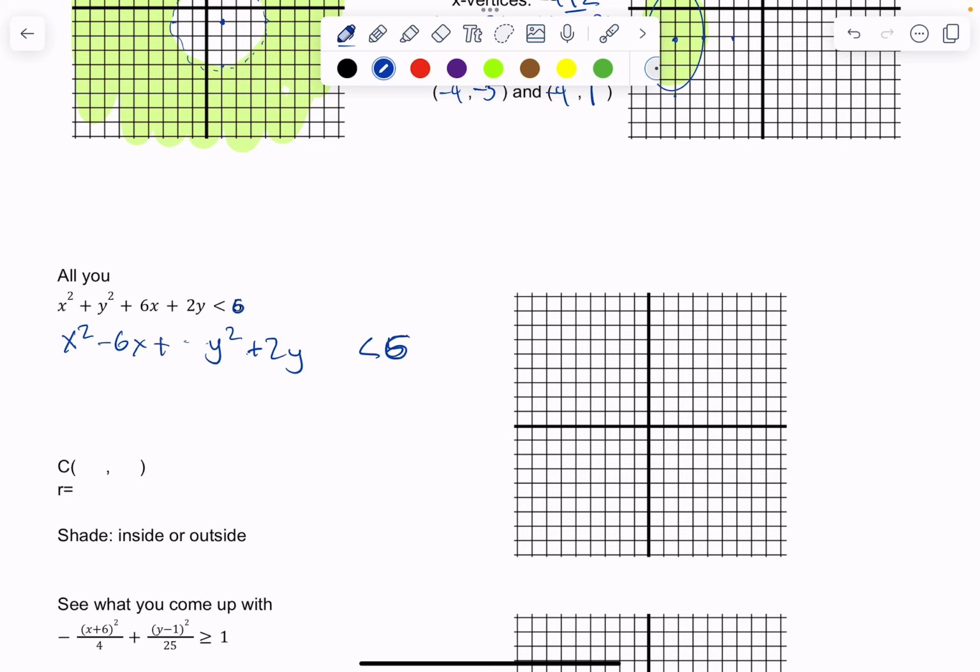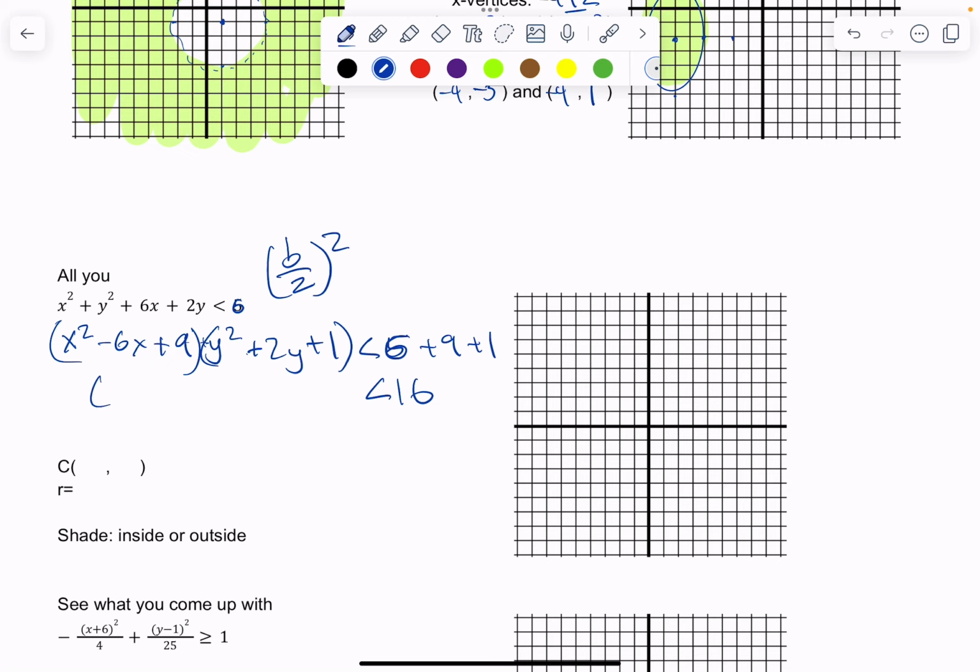So this is going to be a plus 9. That's what my b over 2 squared is. So that's plus 9. And this is going to be a plus 1. Plus 1. That gives me 16. That's why I wanted it to be a 6 in the first place.